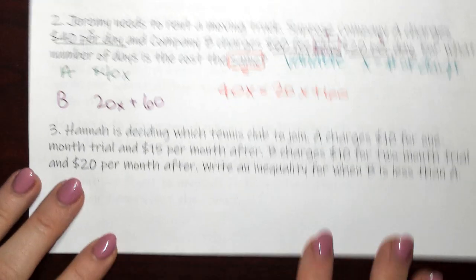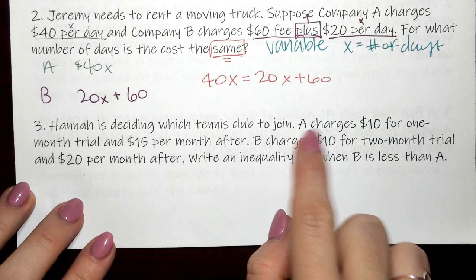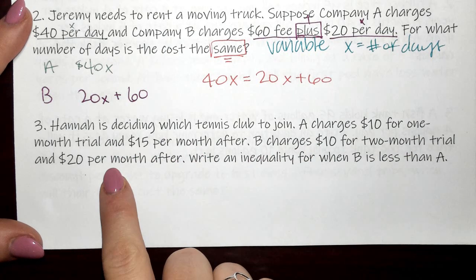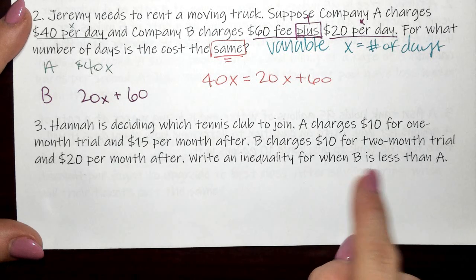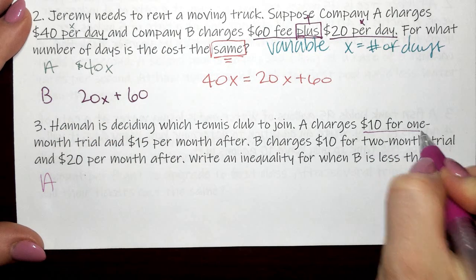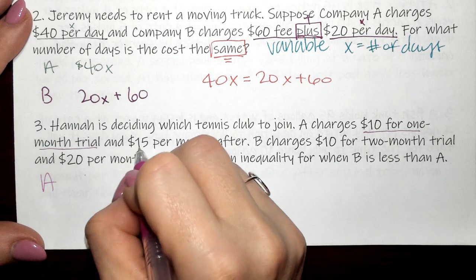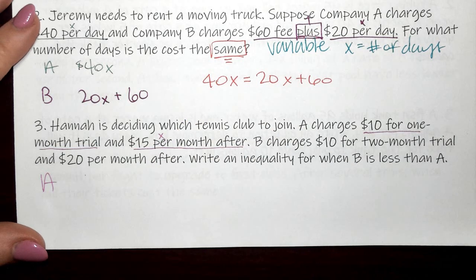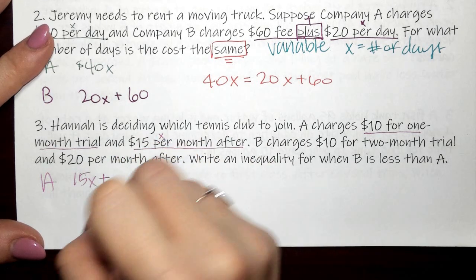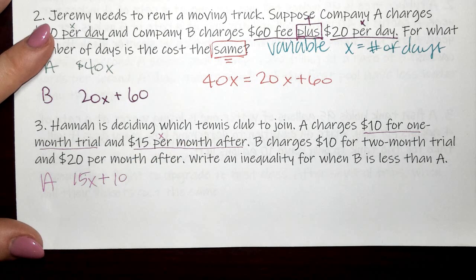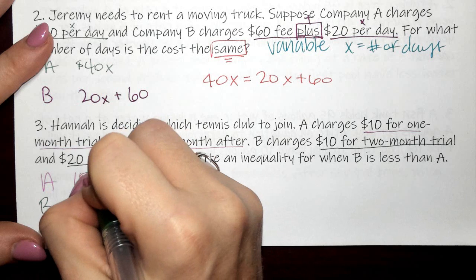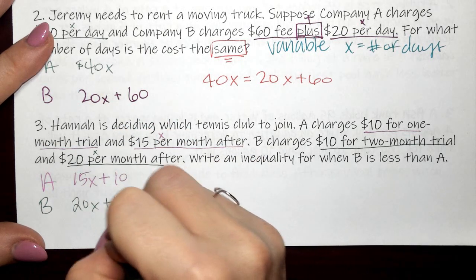That's it. Hannah is deciding which tennis club to join. A charges $10 for a 1-month trial and $15 per month after. B charges $10 for a 2-month trial and $20 per month after. Write an inequality for when B is less than A. Okay, so again, we've got two different companies. Company A charges $10 for a 1-month trial, so that's a one-time deal, and then $15 every month after. So $15 times however many months we decide to sign up, plus that initial $10 fee. B charges $10 for the trial plus $20 after, so B would be 20x plus 10.